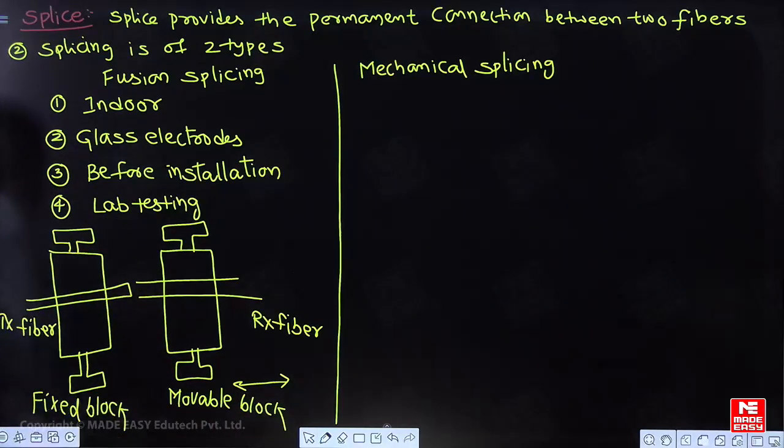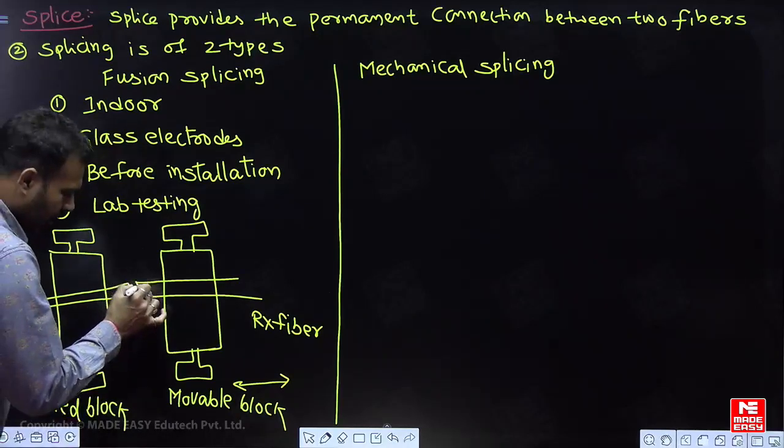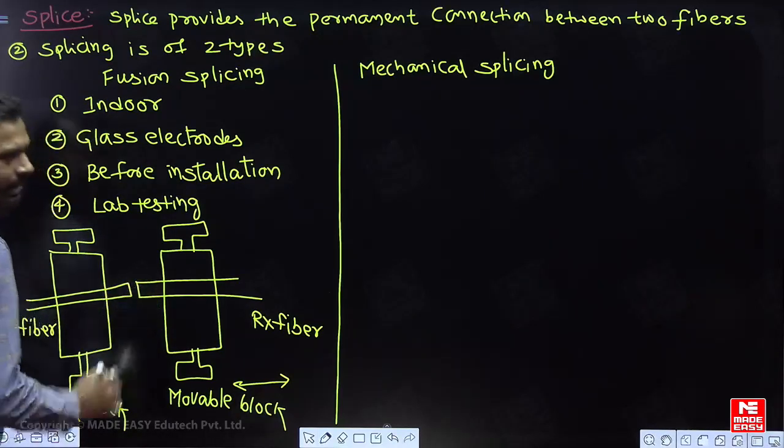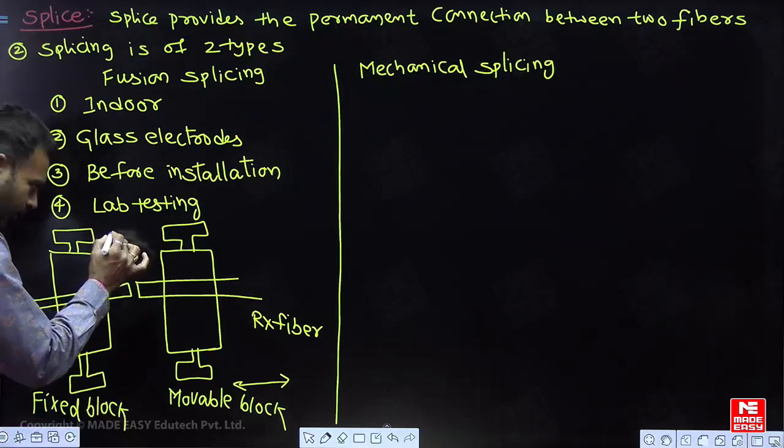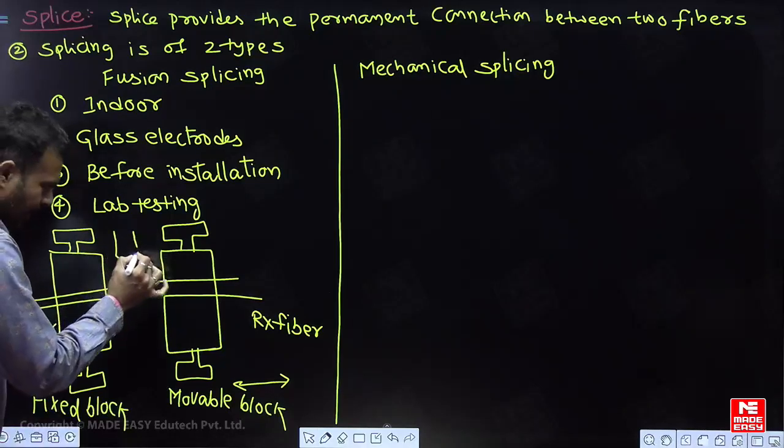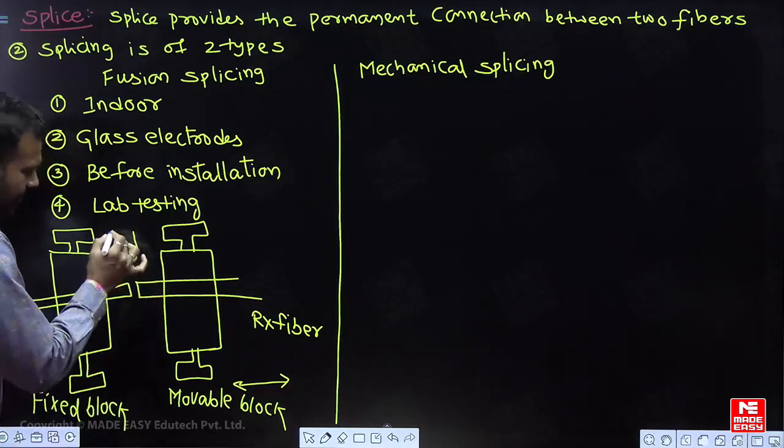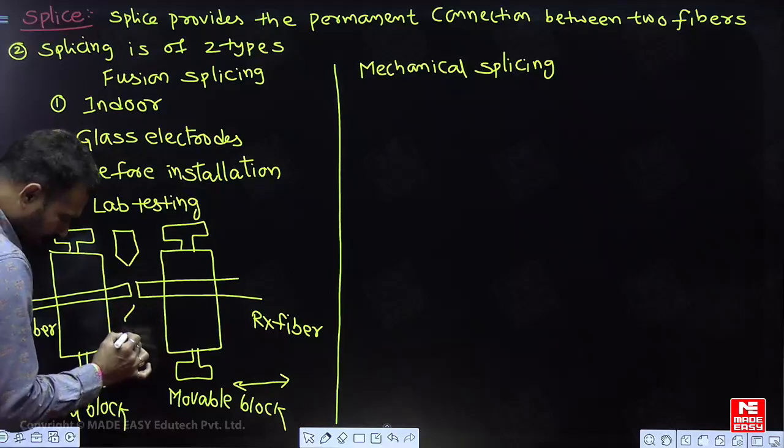Close to your fixed block. After making it very close to the fixed block, they come very close to each other. So here we are going to have glass electrodes of the same refractive index as the fiber. Here also you put a glass electrode.